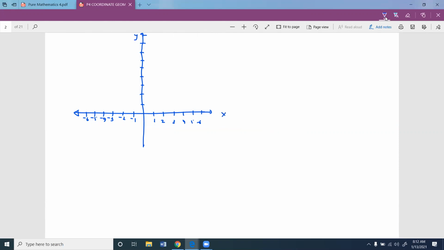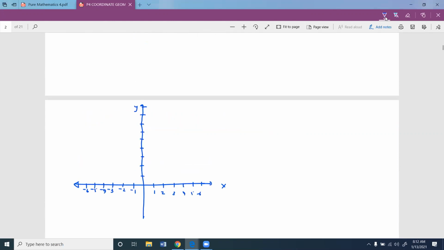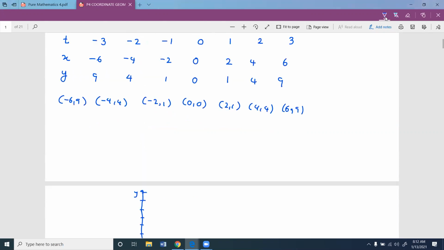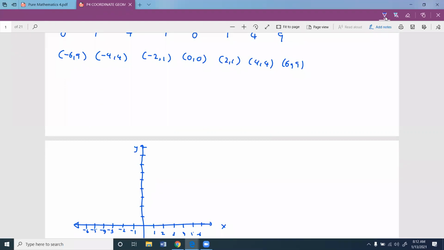Then the first coordinate over here is minus 6, 9. It's over here. So 2, 4, 6, 8, minus 6, 9 is somewhere over here. Minus 4, 4.